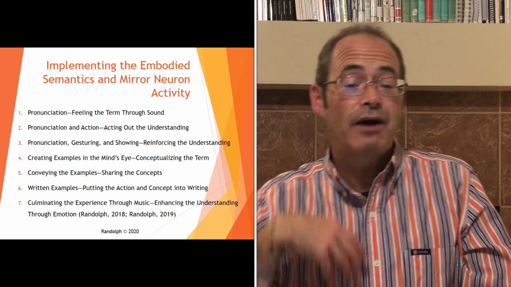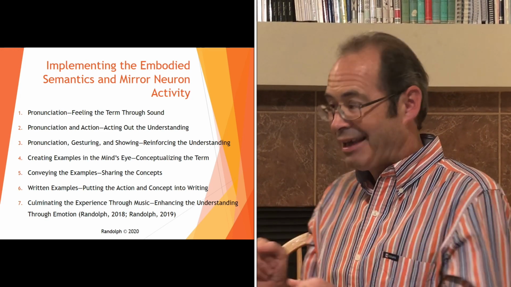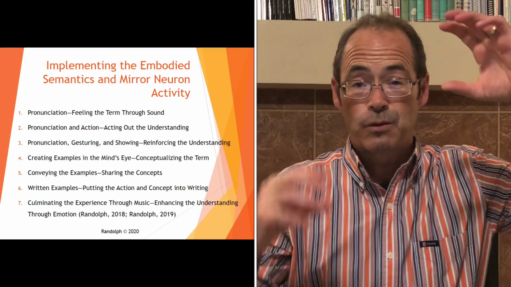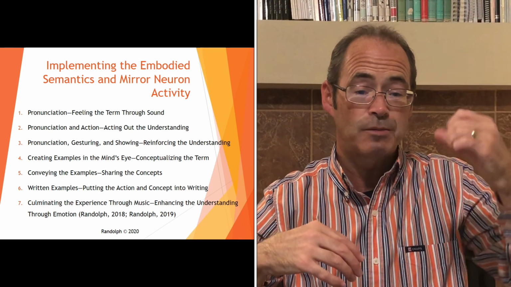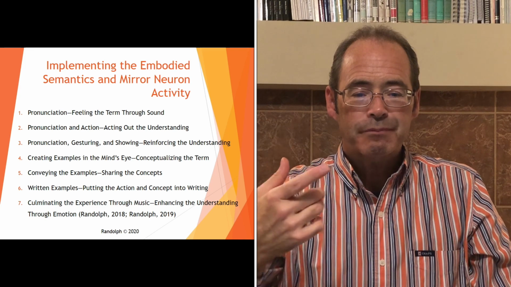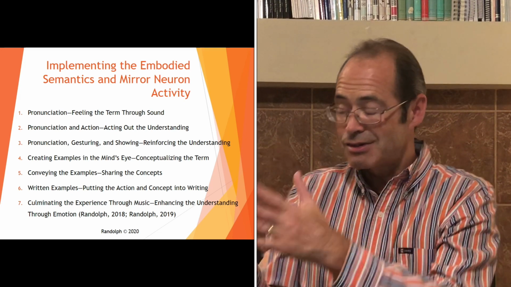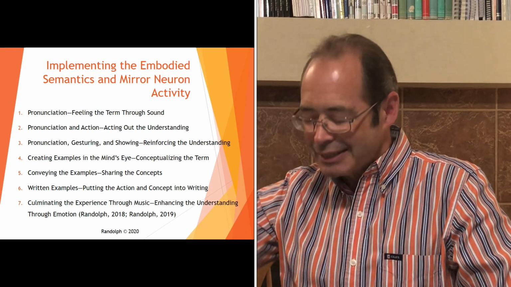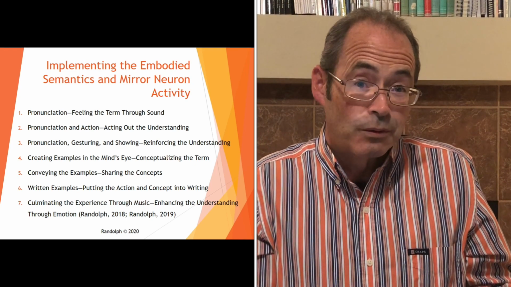Number 3, now you're saying the word, pronouncing it, doing the gesture, but you're turning to your neighbor and showing them. This is reinforcing the understanding. So now you see how we're using the embodied semantics component, by pronouncing it and doing the gesture, and the mirror neuron aspect, by showing it. My neighbor gives me 3 pronunciations and gestures, and then I turn to her and say, meticulous, meticulous, meticulous. So I've done the pronunciation again, I've done the gesture, and I've shown my partner.